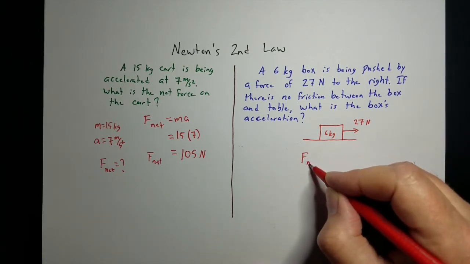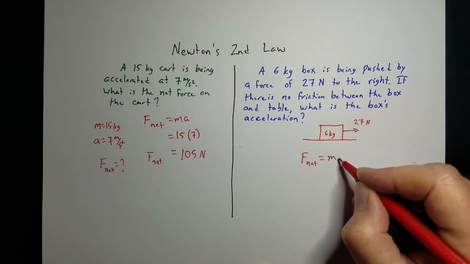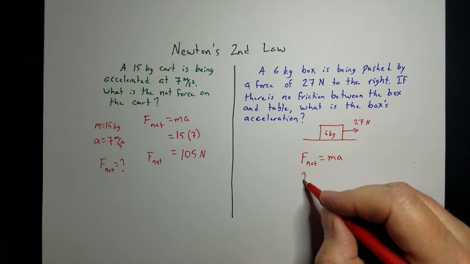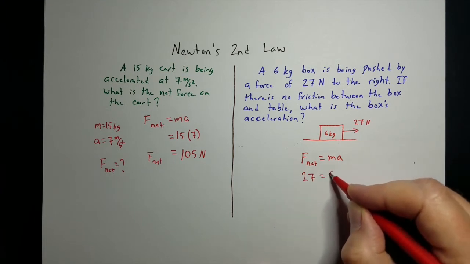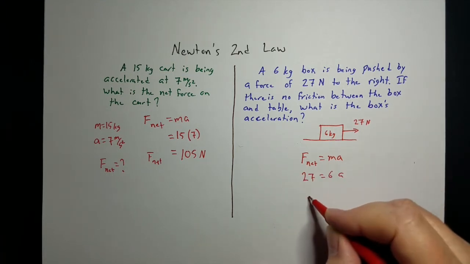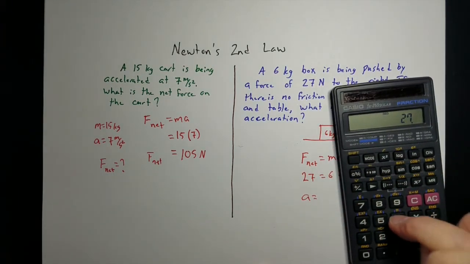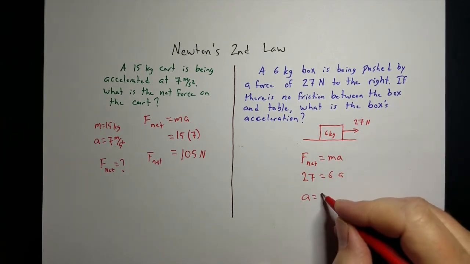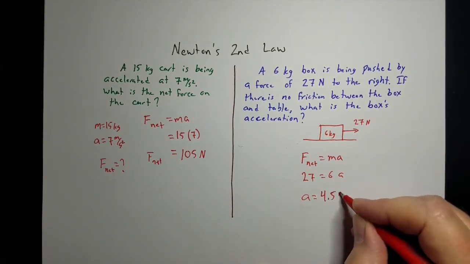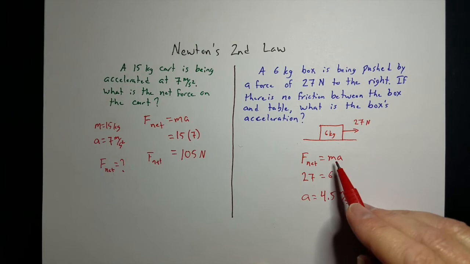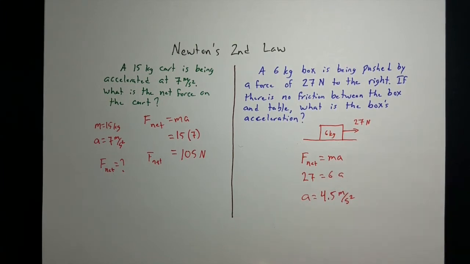So we'll still use this, F net equals ma. And since that's the only force present, it's automatically the net force. So 27 equals 6a. Divide both sides by 6, and we get 4.5. So we have 4.5 meters per second squared is the acceleration for that one. And we can do the same process if we need to find the mass instead of the acceleration. We would still divide both sides by 6 right there.